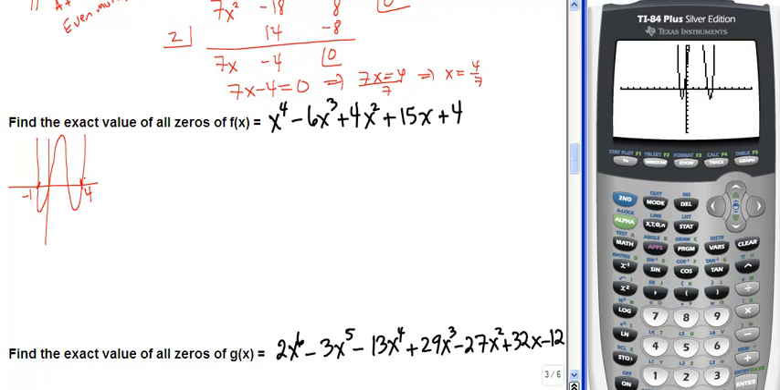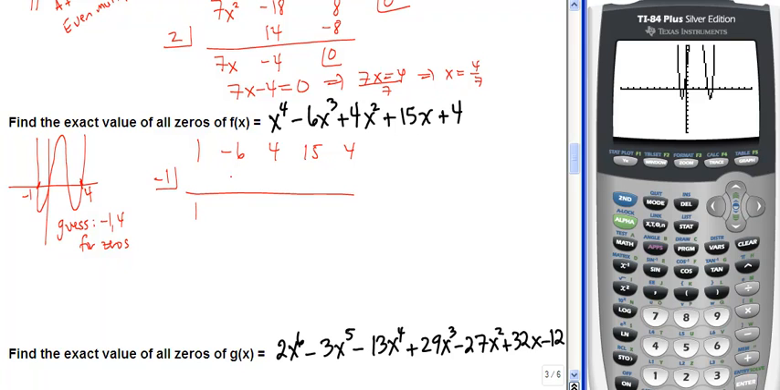So to me, it looks like the only two that I can really have good faith are actually hitting on integers would be at -1 and 4, and the other two look like they might be some decimals. So I'm going to use synthetic division using -1 and 4 as my guesses. So those are going to be my guesses for zeros. So I'm going to copy down my coefficients, 1, -6, 4, 15, and 4. And let's start with -1.